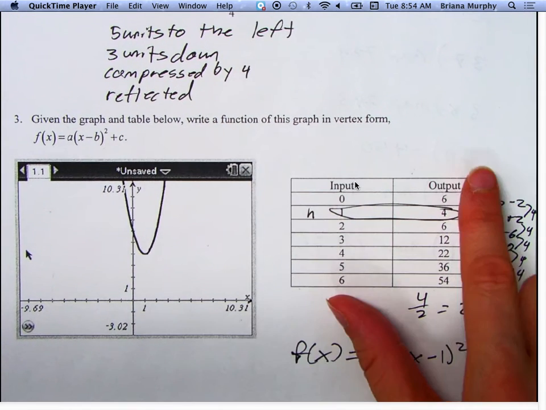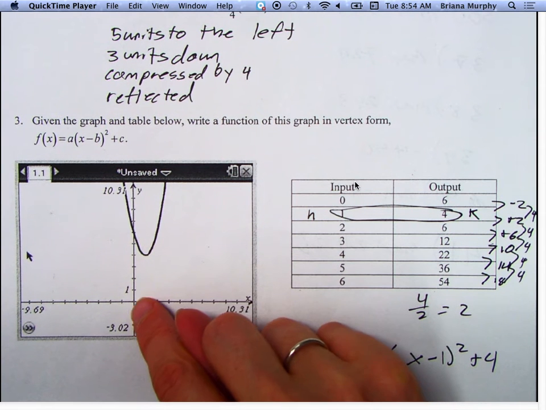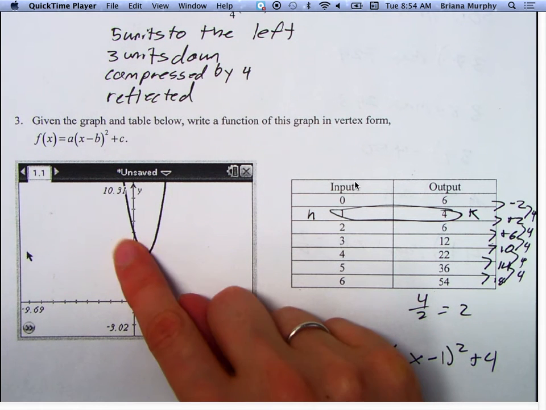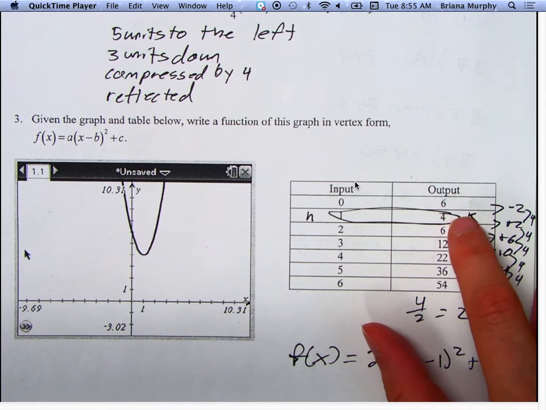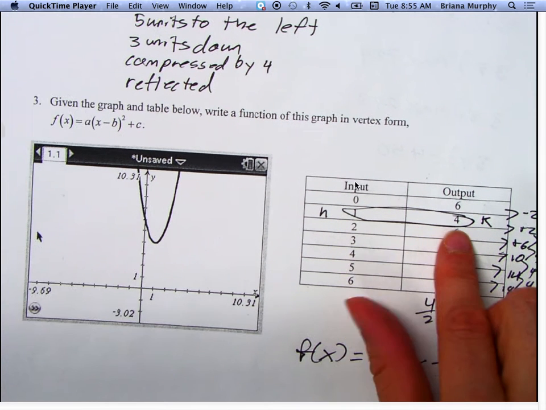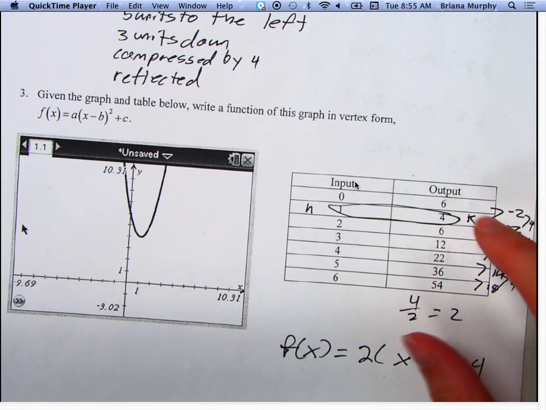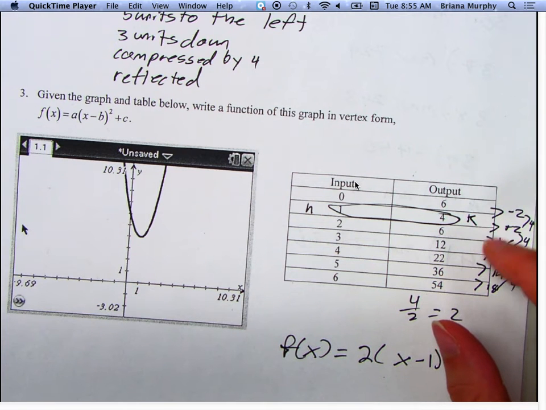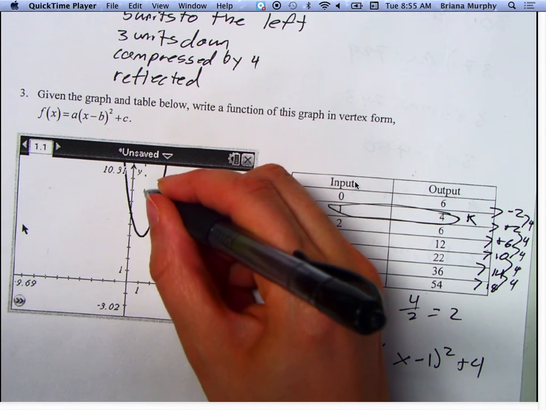So I'm looking at my table. You can look right here and go, okay, I know my vertex is 1, 4. Or you can look at your table and say, I went 6, 4, 6. In between those 2 sixes is my vertex, 4, because, remember, it is symmetrical.